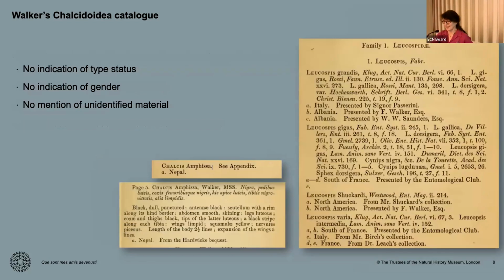So the catalog is organized taxonomically with a genus and species, and then for each species you have a list of specimens with where they were collected and who collected them or donated them to the museum. And what is striking, if you look at it from today's point of view, is there's never an indication of type status. But of course, at the time, the notion of type was practically non-existent. There's no indication of gender, and there's no mention ever of unidentified material.